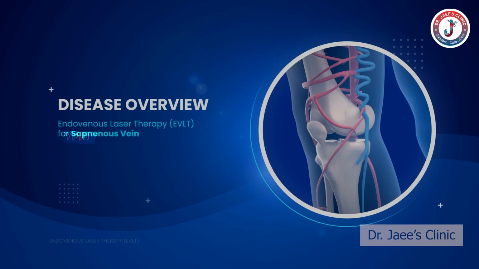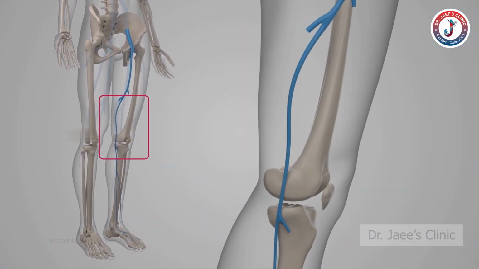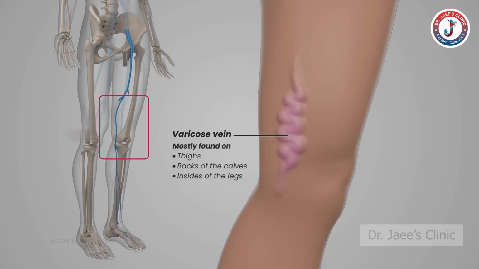Disease overview. Varicose veins are enlarged veins caused by weak or damaged valves within the veins. They appear twisted and bulging and are either blue, red, or flesh-colored. They are raised above the surface of the skin and mostly found on the thighs, backs of the calves, and the insides of the legs.